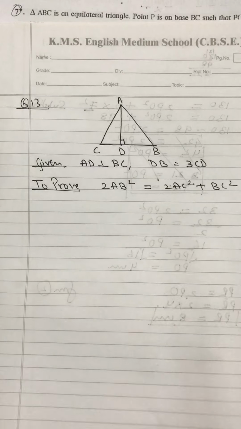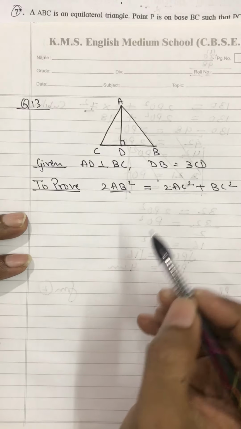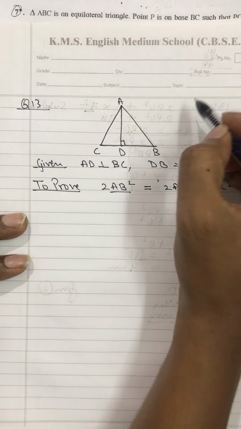Okay, so we will go in the same fashion, my dear students. We will find the expression for AB square. You can very well understand that the expression for AB square you will get in this triangle.